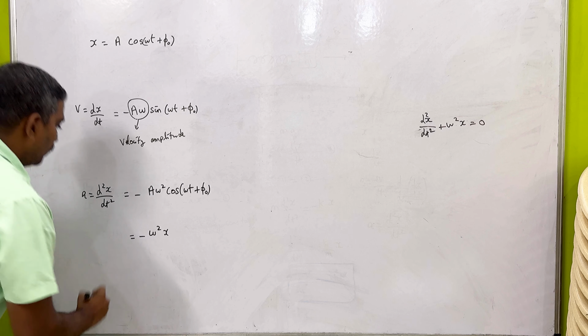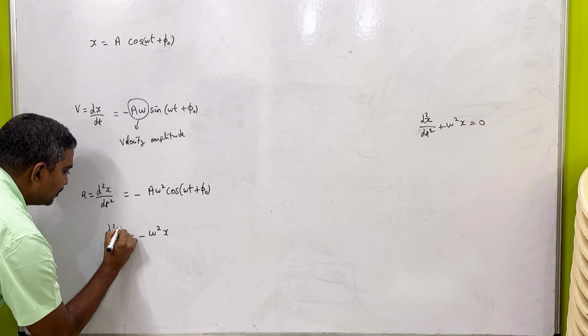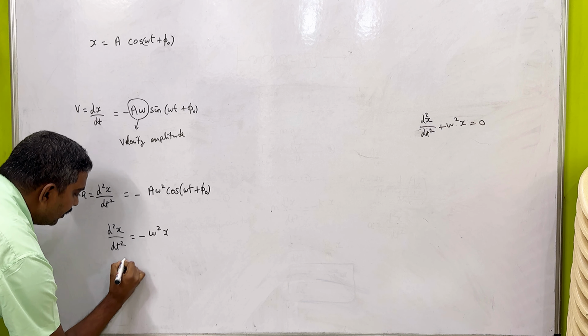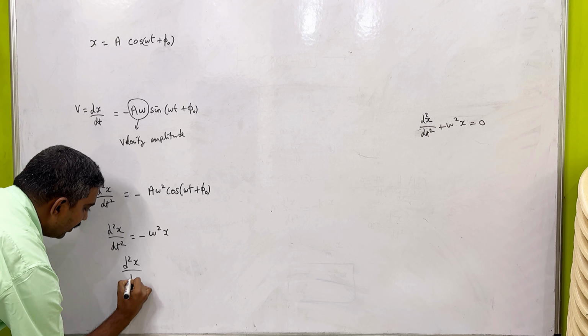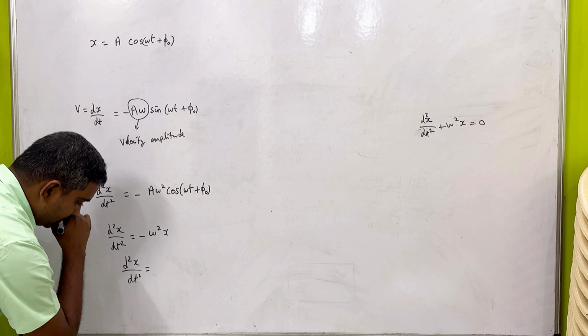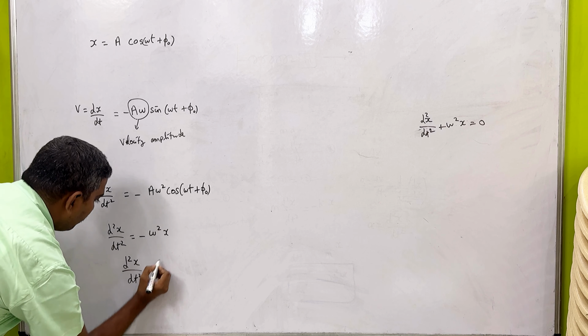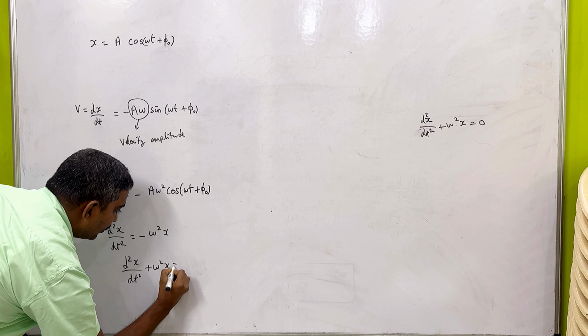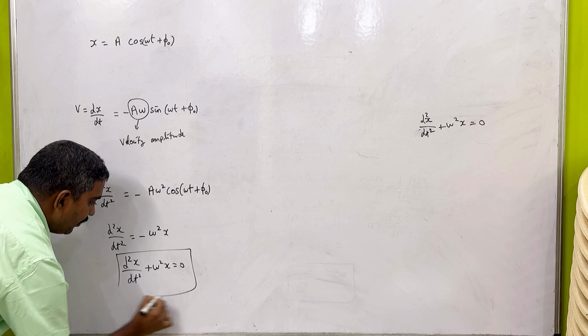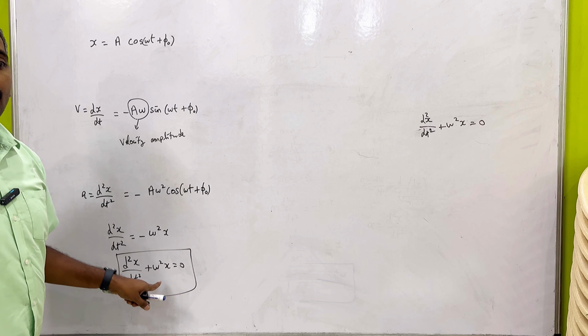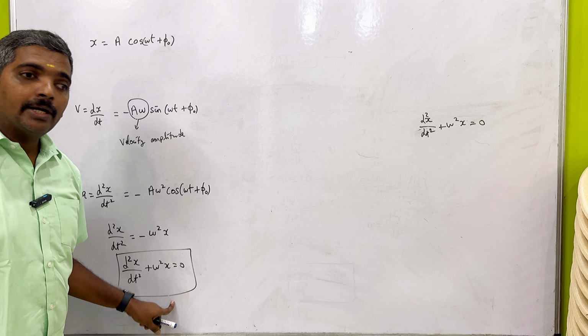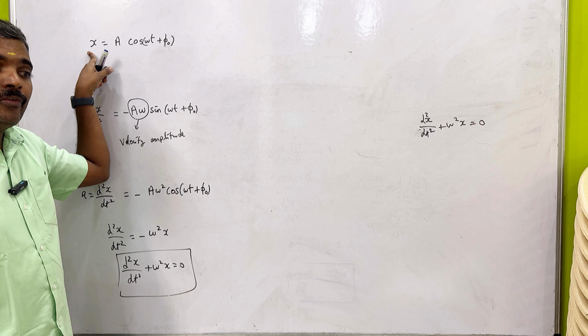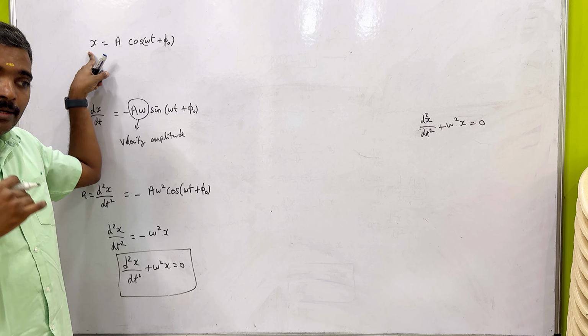Agree? So on the left hand side we have d square x by dt square, which equals minus omega square x. So d square x by dt square plus omega square x is equal to 0. Now this obeys the simple harmonic condition. So the given displacement is a simple harmonic motion.